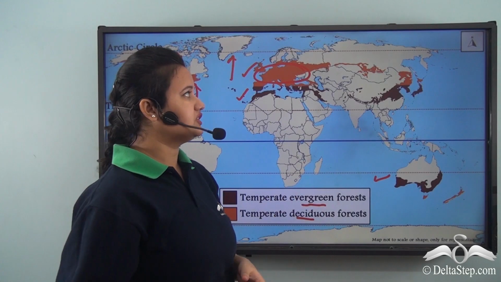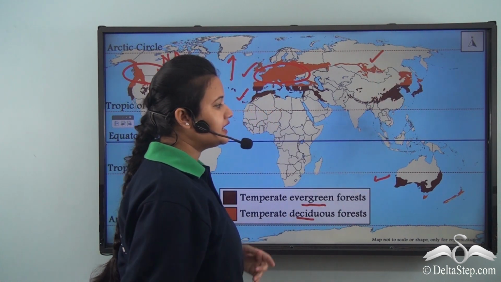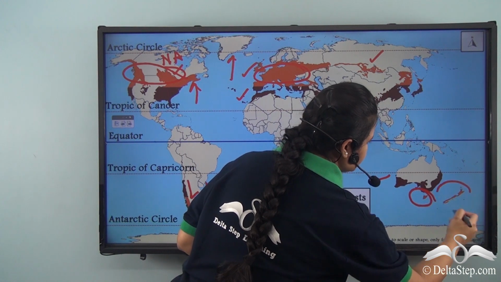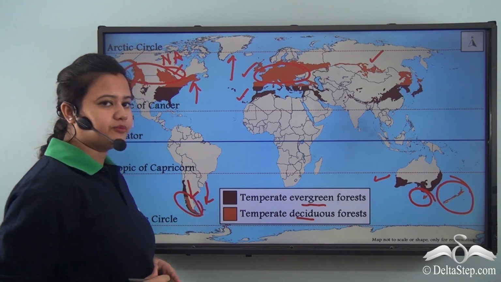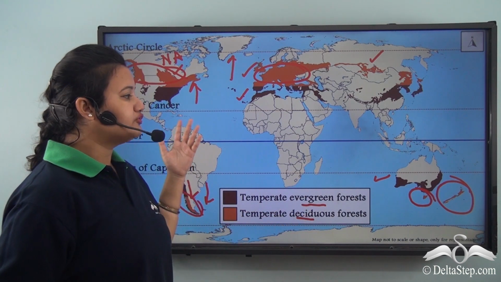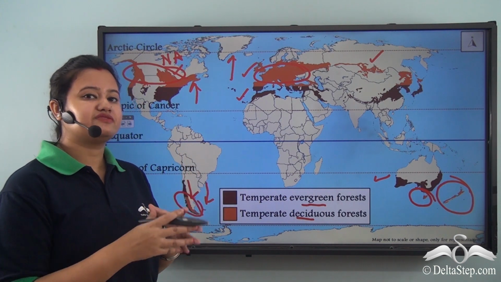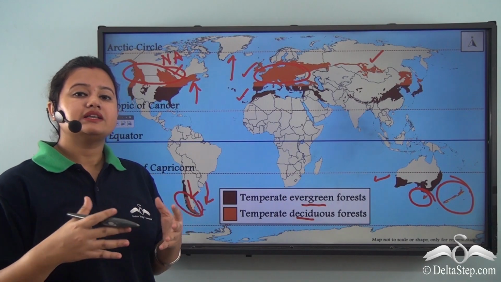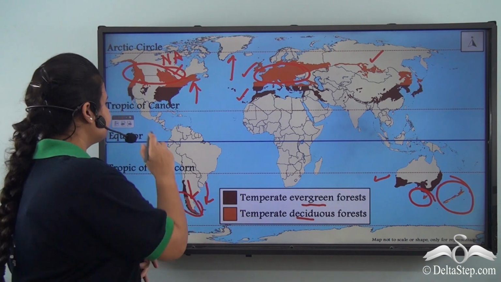This type of vegetation is also found in some parts of Asia, and it is also found in the regions of Tasmania and New Zealand. In fact, the southernmost tip of South America comprises temperate deciduous forest. So, from this map, we can clearly understand the type of vegetation that is found in the temperate region. Now let us know about some trees that are found in these deciduous forests.